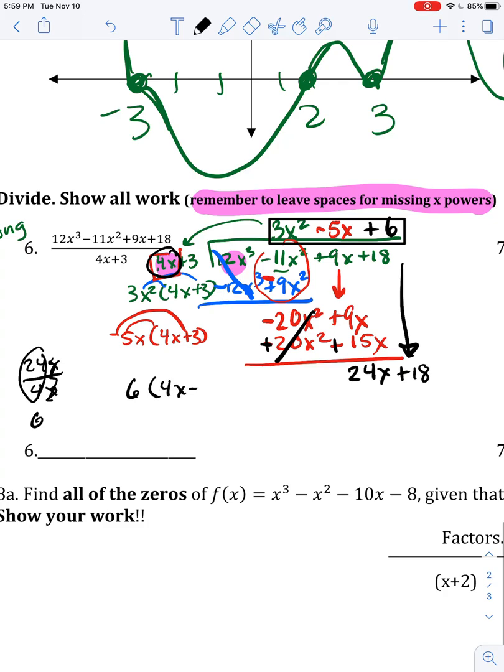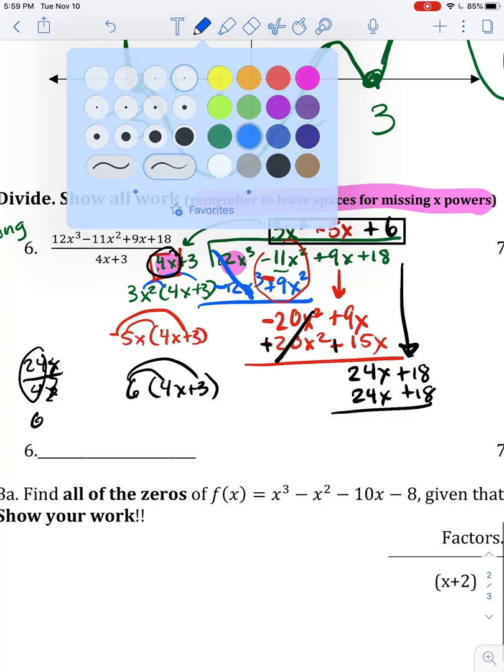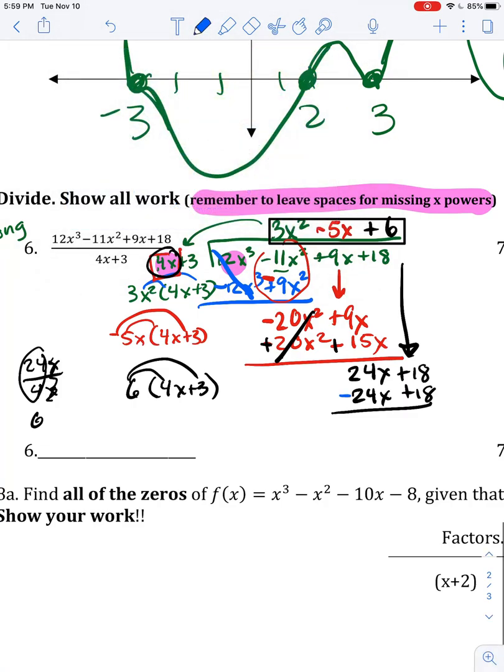So I'm going to take that 6 and multiply it by this side part, 4x minus 3. Actually, it's a plus, sorry. That will turn into 24x. That turns into 18. So in this case, there actually isn't going to be a remainder because when I do 24 minus 24, it's gone. 18 minus 18, it's gone.